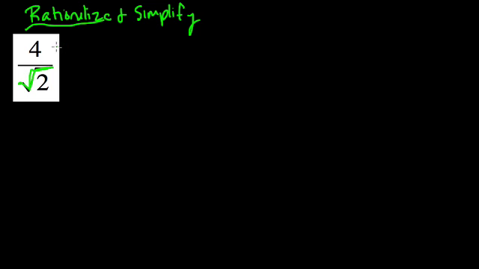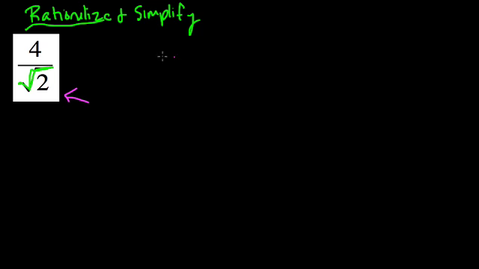Okay, so here we're given 4 over the square root of 2. And the basic instruction is to rationalize, or simplify, the expression we're given. What does that mean? Well, when you have a number like the square root of 2, which is irrational, in your denominator, you want to rationalize your fraction. That just means get rid of the radical sign in the denominator. In other words, don't allow yourself to have any irrational numbers in the denominator of a fraction.